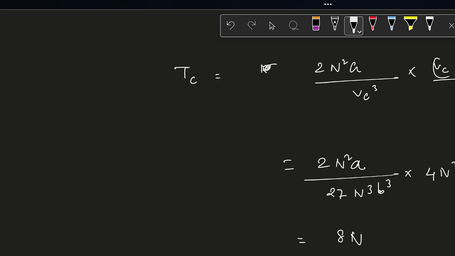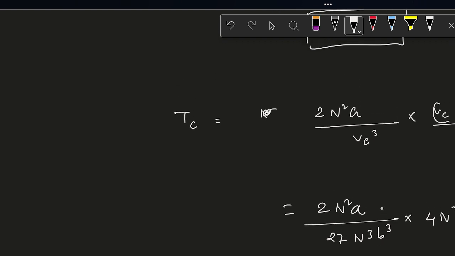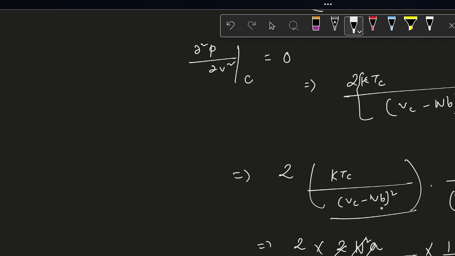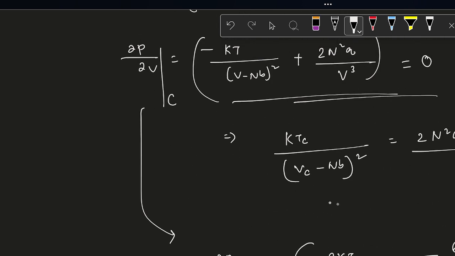Sorry, there is a problem. Vc minus nb, I am missing out on some n factor, I think. Let us see. Yeah, this kTc by Vc minus nb whole square equal to this. So if you write down just Tc equal to 2n squared a by Vc cube, now ignore k, keep the value as 1, into Vc minus nb whole square.